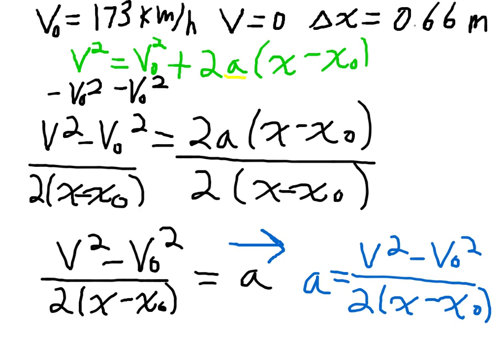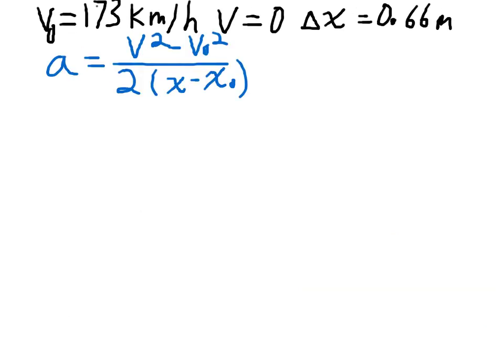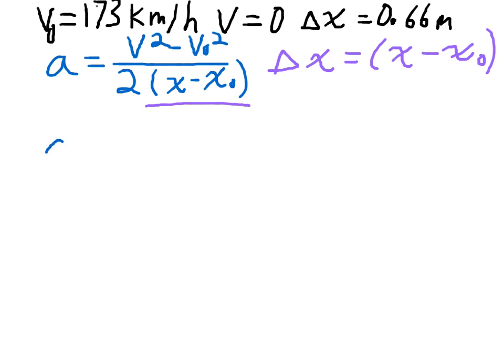Alright, moving along. Alright, now I'm ready to start substituting in. Before I do that, I'm going to make a note that, remember, delta x and x minus x naught are the same statement. So delta x is just a shorthand way of writing x minus x naught. So when I sub in, I'll just go ahead and substitute 0.66 meters for all of this. Alright, let's get to the substitutions. And I'll do the substitutions in a different color just so you can see what's happening.